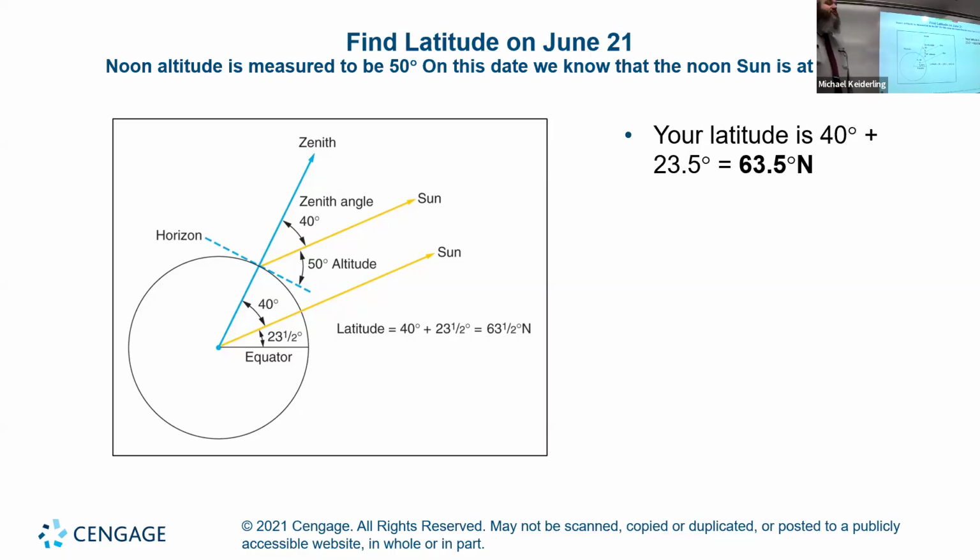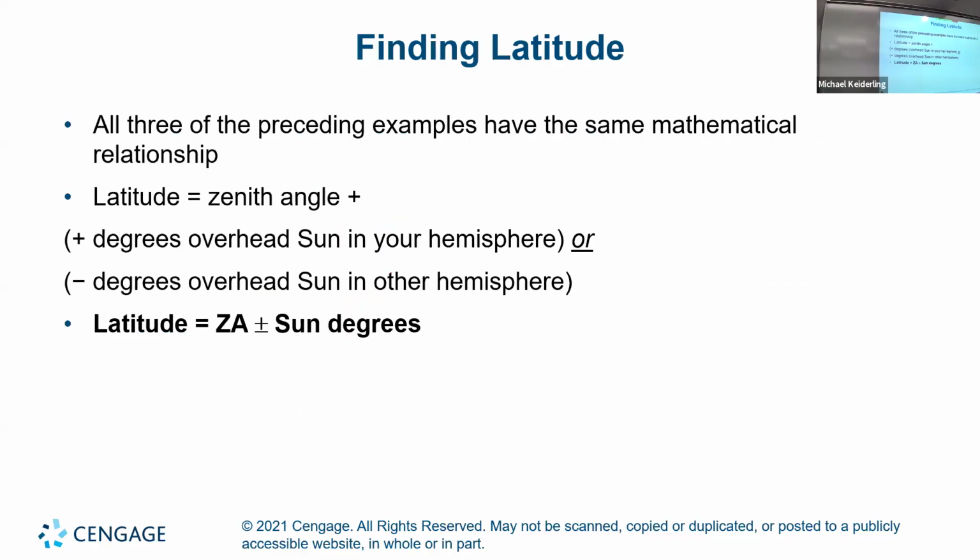So the general idea is you figure out your zenith angle and then you add the angle of the sun, the angle the sun is above the north. All three of these preceding examples have the same mathematical relationship. Latitude is equal to zenith angle plus the number of degrees overhead the sun is in your hemisphere, or minus the number of degrees overhead the sun is in the other hemisphere.